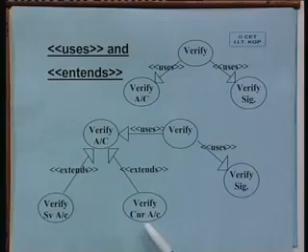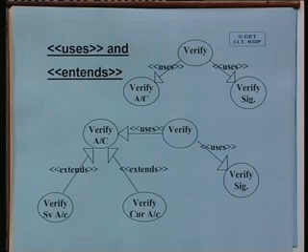So, we have verifying a savings account or verifying a current account. That is how we can go further, but this is only one portion, that is the verify. Similarly, pay also you can have further details in the use cases.